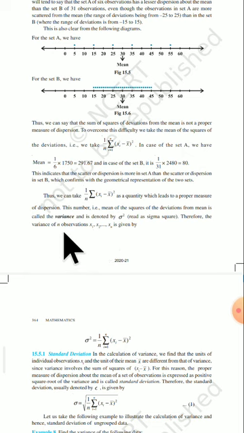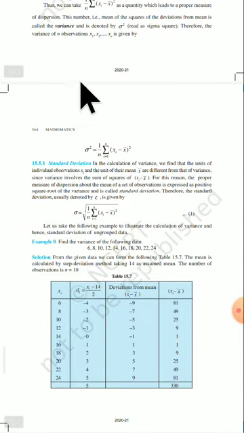Therefore, the variance of n observations x1 up to xn is given by, remember this formula, sigma square equal to 1 by n into summation of xi minus x bar square. Next, by using this definition, we will define the standard deviation.